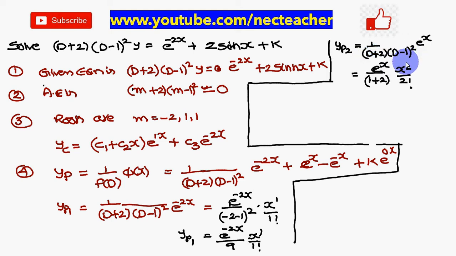So e power x by (1+2) you write. Here, if you substitute, you are going to get 0, no? But this power is how much? 2. Therefore multiply with x square by 2 factorial. So simplification you will do.